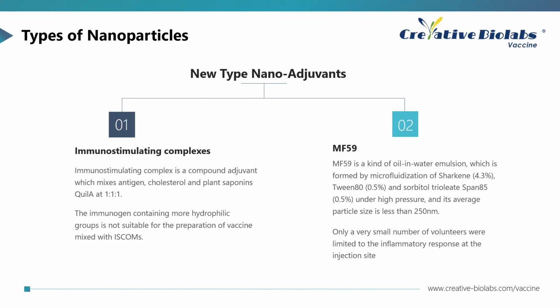MF59 is a kind of oil and water emulsion, which is formed by microfluidization of squalene, 4.3%, Tween 80, 0.5%, and sorbitan trioleate Span 85, 0.5%, under high pressure, and its average particle size is less than 250 nanometers. Clinical toxicological studies have shown that MF59 has no genetic toxicity, teratogenicity or sensitization, and other treatment-related safety issues. Only a very small number of volunteers have experienced an inflammation response confined to the injection site.